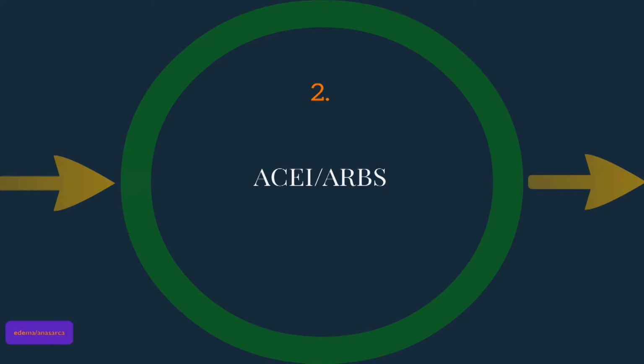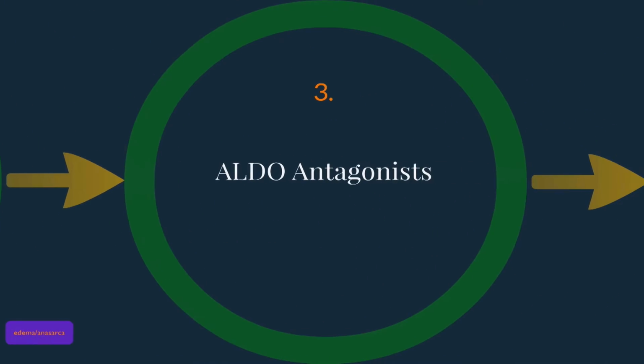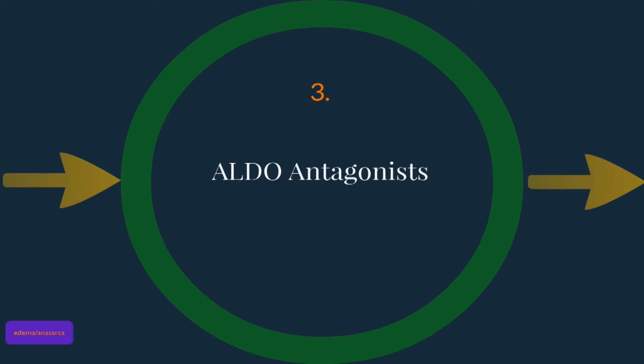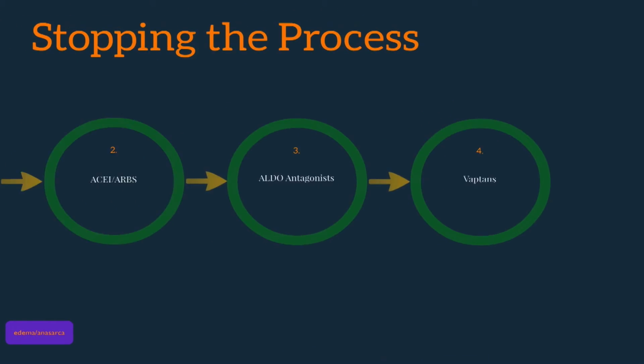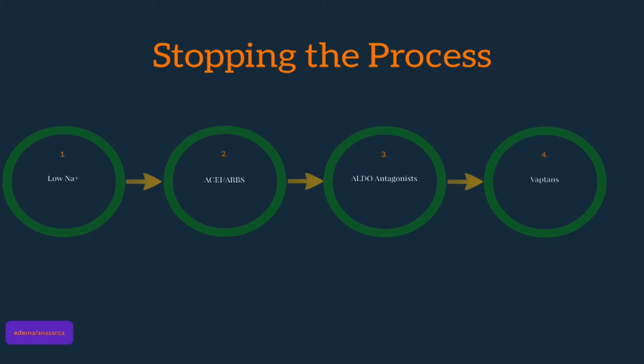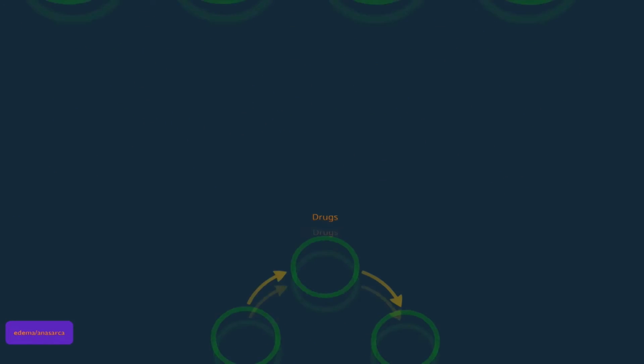Pharmacologically, ACE inhibitors and ARBs can be used to help stop the renin-angiotensin process, and aldactone or aldosterone antagonists can be used to stop the retention of sodium via aldosterone secretion. Newer drugs, including Vaptans, can be used to affect the collecting duct, although they aren't clinically relevant at present in most hospitals. So stopping the process is very important and can be summarized by the use of low sodium, ACE inhibitors and ARBs, aldosterone antagonists, and Vaptans.